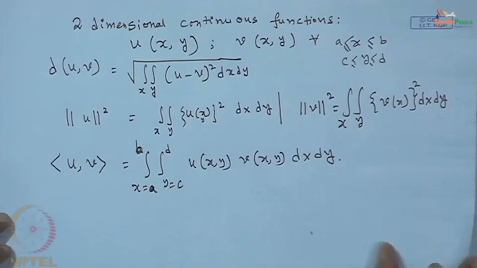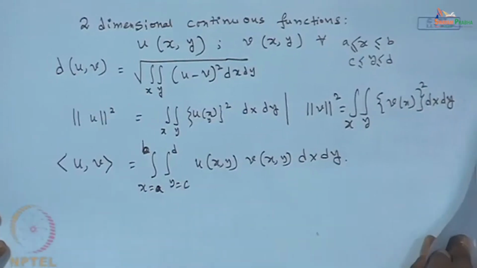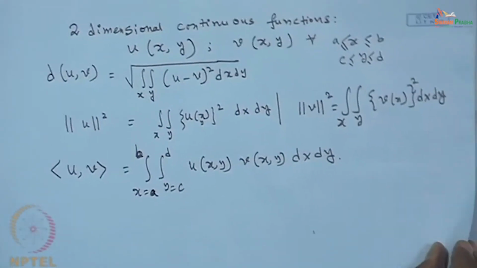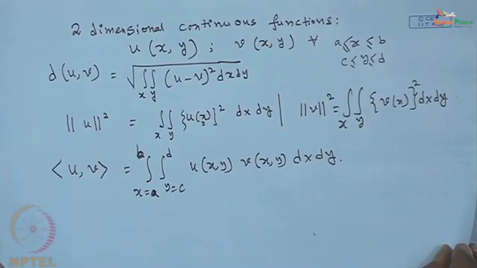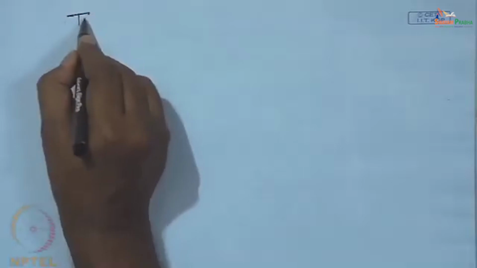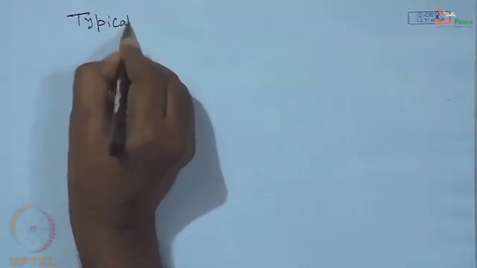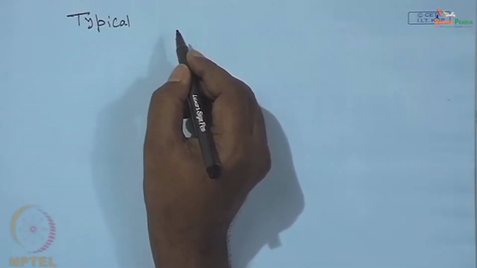So, we have seen how the norm, metric and inner product are defined for vectors in the discrete domain, and for one dimensional, 2-dimensional and 3-dimensional functions in the continuous domain. Next, we look into some typical examples, then the computation of these things will be absolutely clear.